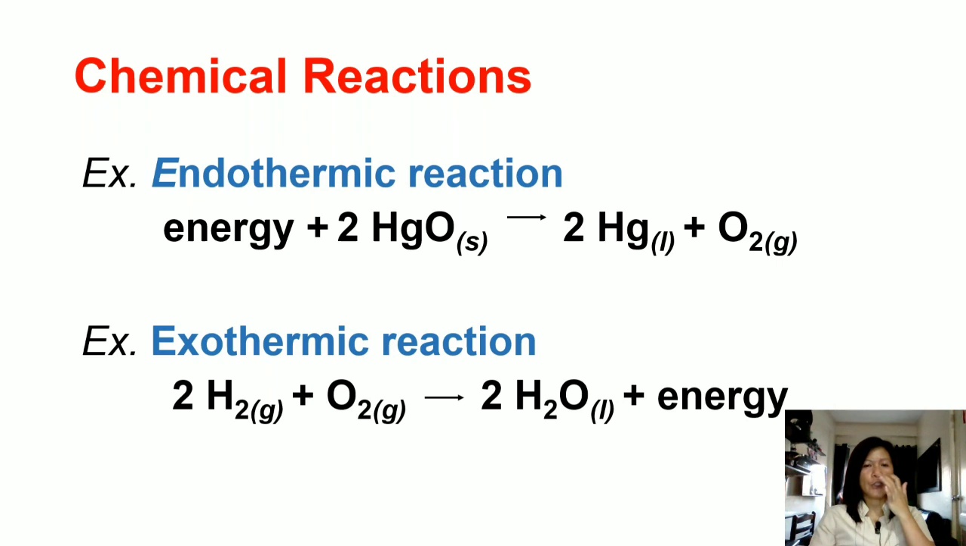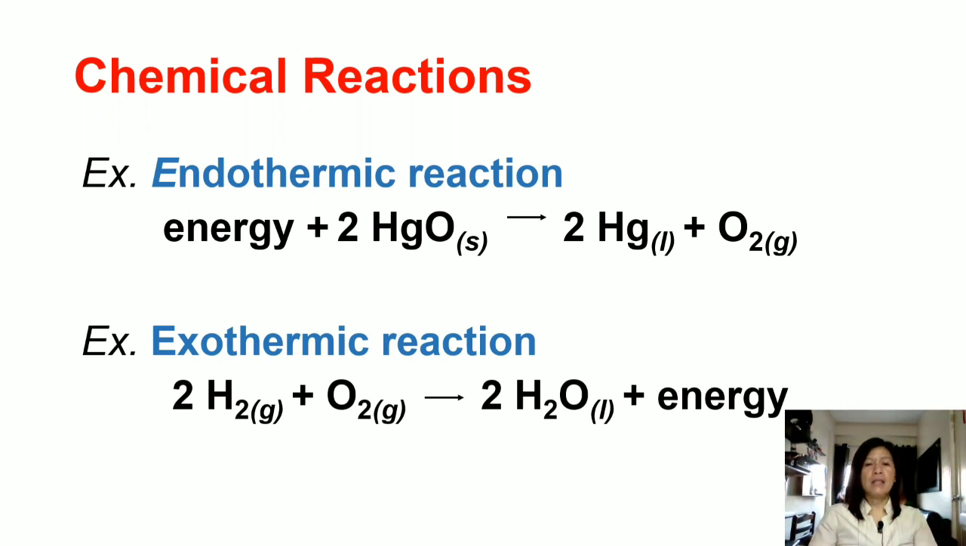On the other hand, an exothermic reaction involves release or giving off of energy. So in this case, you have 2 moles of hydrogen reacting with 1 mole of oxygen. So our system is the 2 substances as reactants and 1 substance as the product. The formation of 2 moles of water from 2 moles of hydrogen and 1 mole of oxygen. This reaction is accompanied by the release of energy.